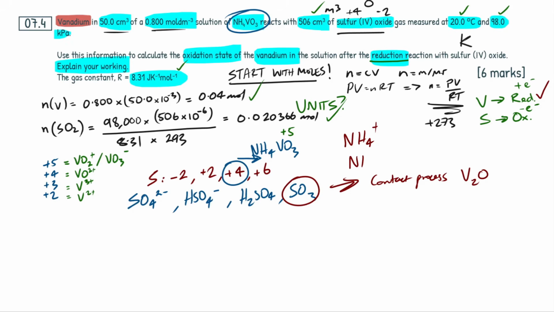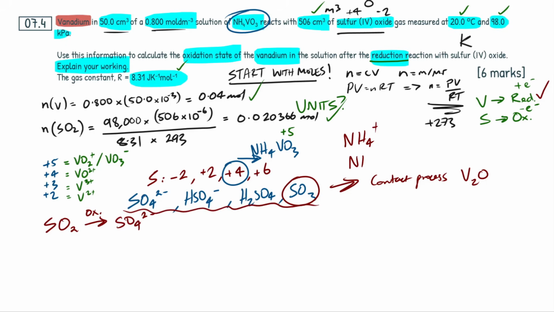So if I say, okay, SO2 is oxidized to SO4 2-. For the sake of this, I'm going to use the same ionic compound that was mentioned in the mark scheme, but as I said, you can think of it as any 4 of these.